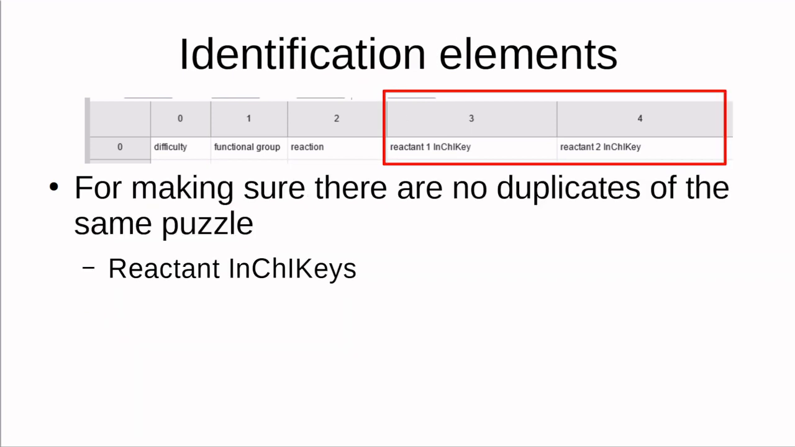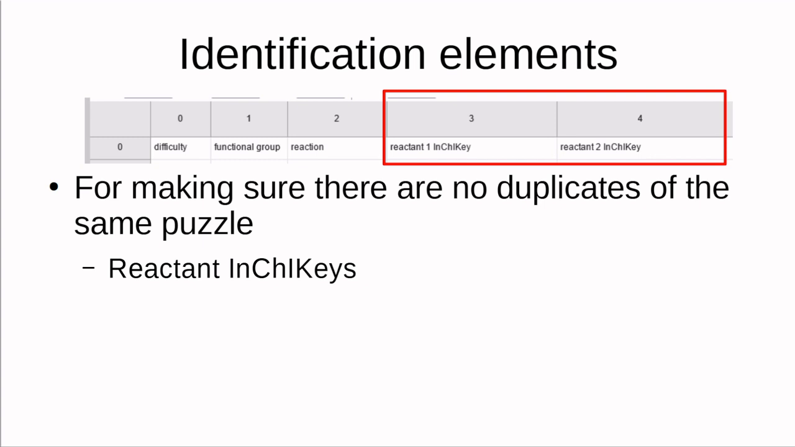Lastly, in the database, I have what I'll call the identification elements. I use these basically only to make sure that there are no duplicates of the same puzzle. After all, what good is having 1,000 puzzles if actually 100 of them are all the same reaction, like sodium hydroxide reacting with acetic acid? Right? It's functionally, there's actually a lot less than 1,000 puzzles in that case. So duplicates are no good, and I don't want them.